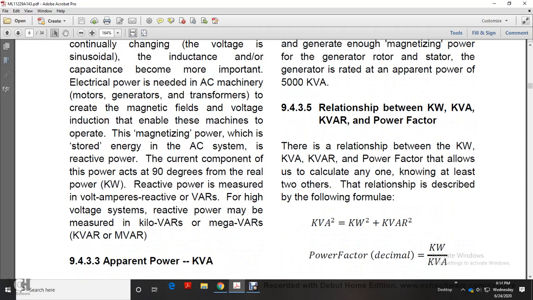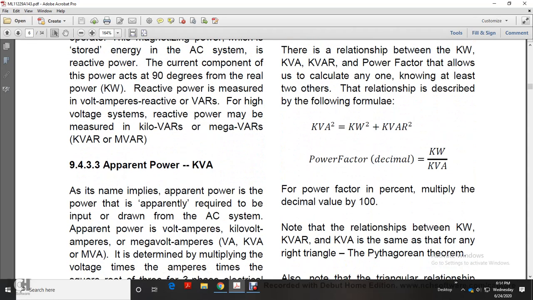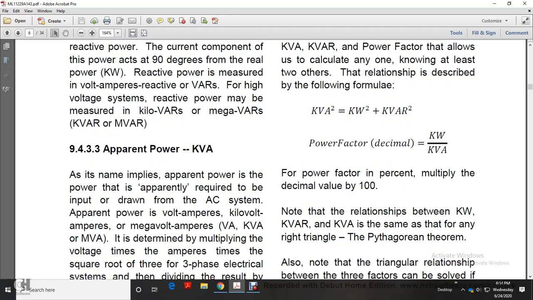9.4.3.5 Relationship of kilowatt, kilovolt ampere, kilovolt ampere reactive, and power factor. The relationship between kilowatt, kilovolt ampere, kilovolt ampere reactive, and power factor allows the user to calculate one of them when at least two of the others are known. The relationship is described by the following formulas. Kilovolt ampere squared is equal to kilowatts squared plus kilovolt ampere reactive squared. Power factor as a decimal is kilowatts over kilovolt amperes. Power factor as a percentage is the decimal multiplied by 100%.